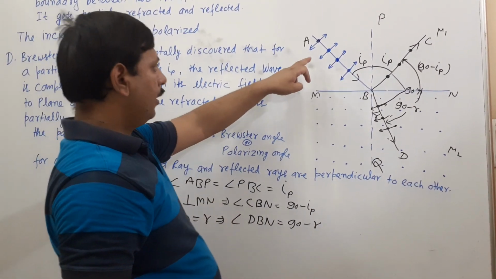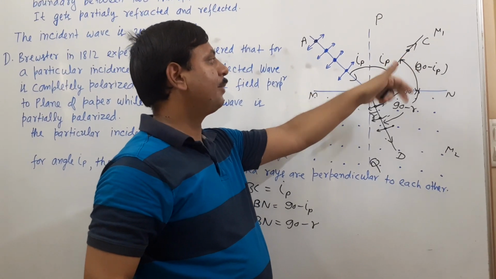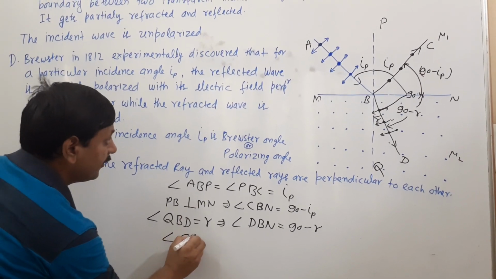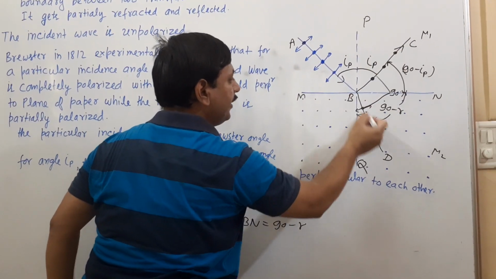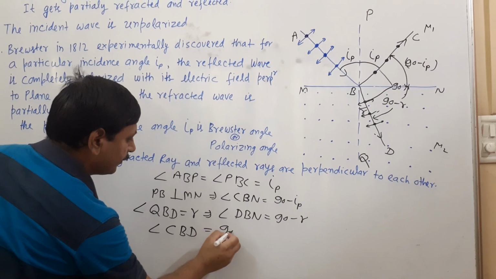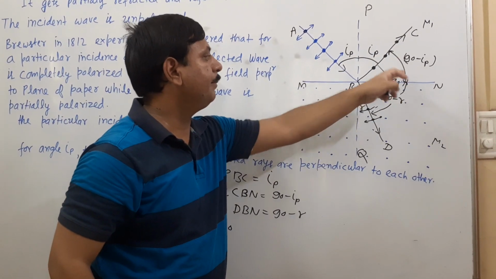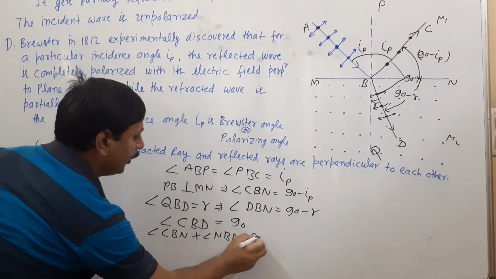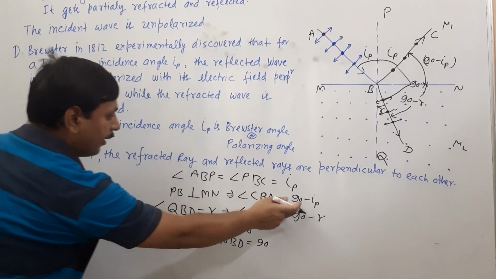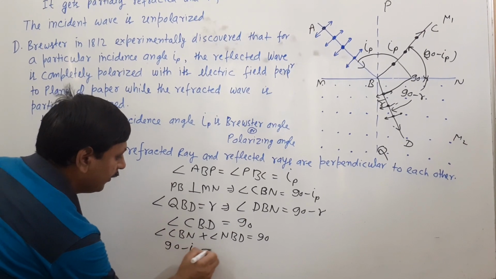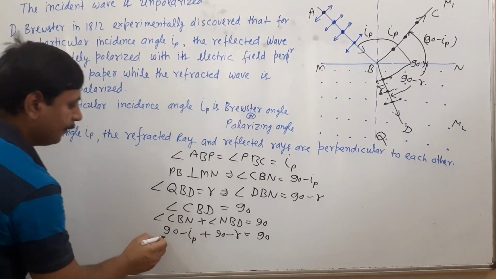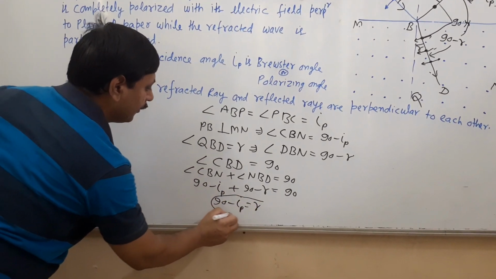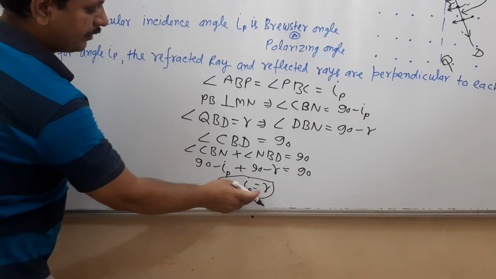I have told you that at the polarizing angle, the reflected and refracted rays are perpendicular to each other. That is, angle CBD is 90. CBD is the sum of angle CBN plus angle NBD, which is equal to 90. So 90 minus IP plus 90 minus R is equal to 90. The 90 cancels, so 90 minus IP is equal to R.